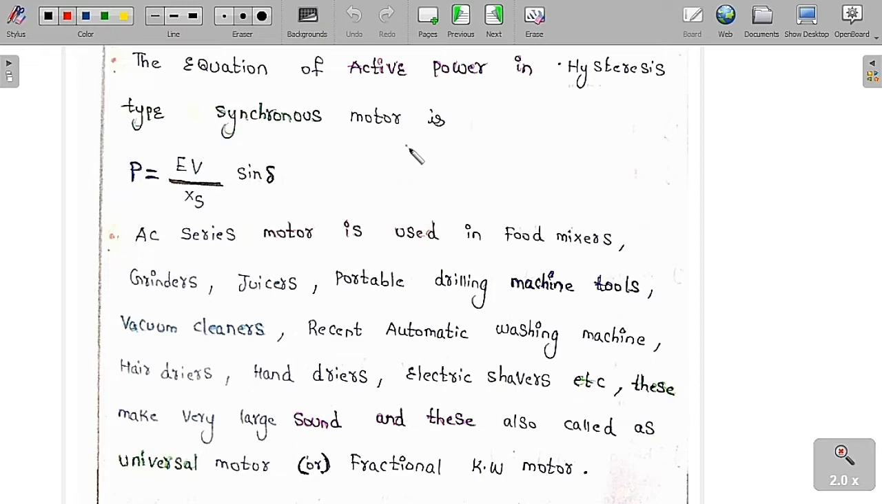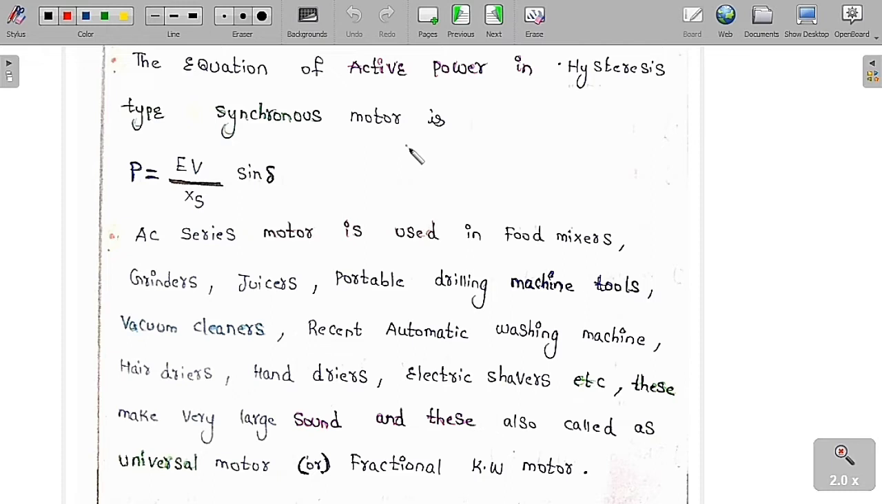In the case of reluctance only, I already told you the active power and torque. But in the case of a hysteresis synchronous motor, P is equal to EV by XS into sin delta. Then P is equal to T into omega, so T is equal to P by omega. Just divide P by omega and you are going to get the expression for the torque in the hysteresis type synchronous motor also.